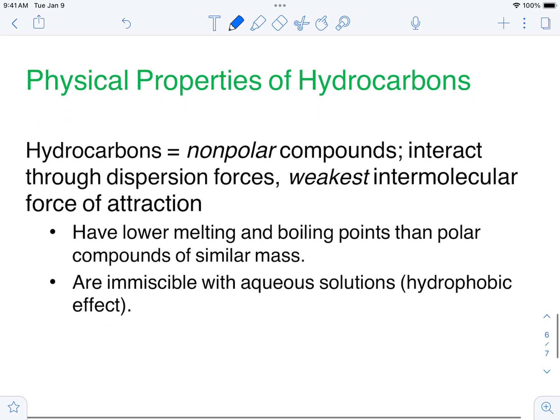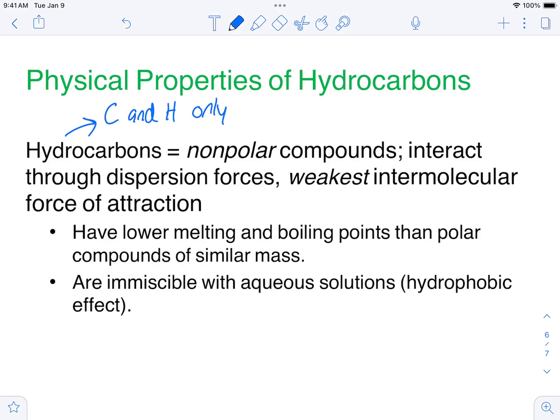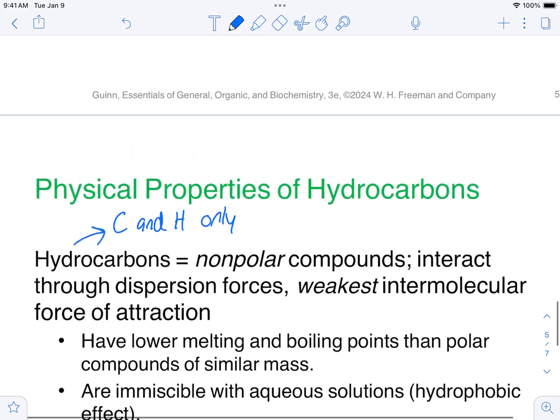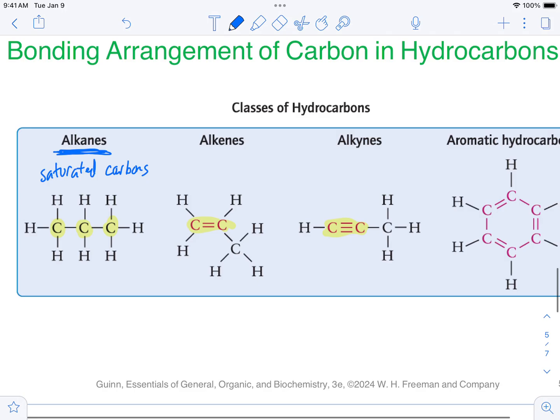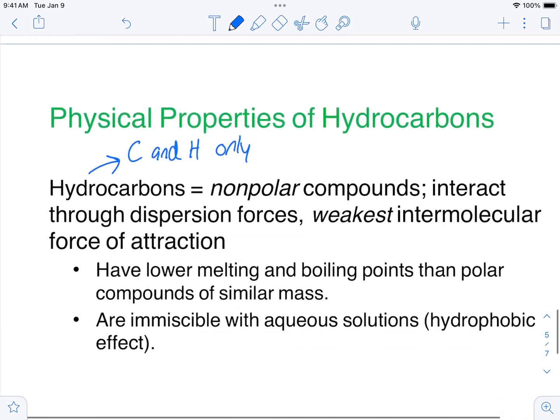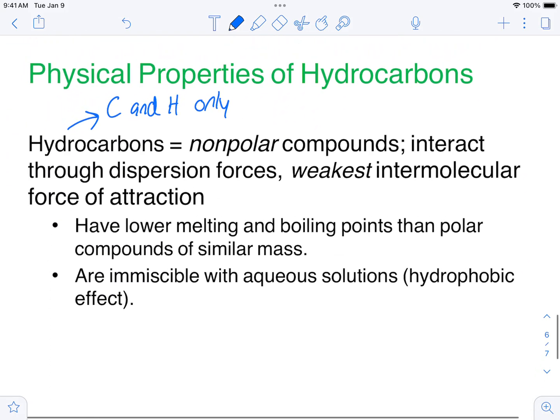Your hydrocarbons, and again, hydrocarbon is just compounds containing C and H only. They're all nonpolar. And the reason they are nonpolar is because the symmetry in them cancels. And your alkanes anyways. So the only intermolecular force they have are your London dispersion forces. Remember, for dipole, it needs to be a polar molecule. These have lower melting points and boiling points than polar substances, and they are immiscible with aqueous solutions.